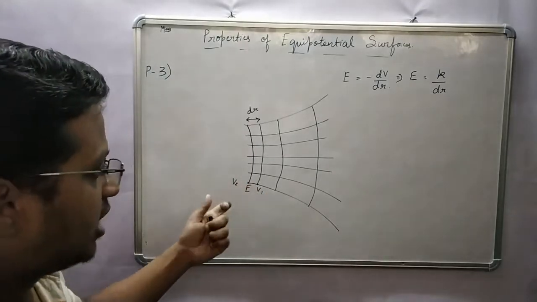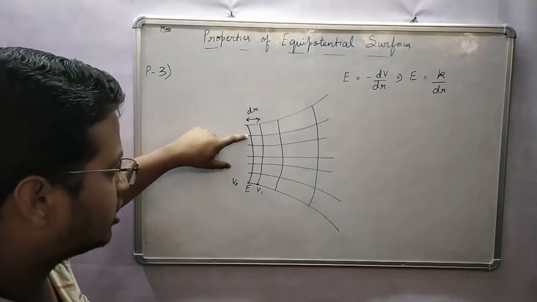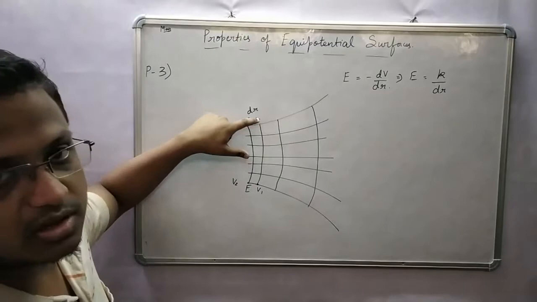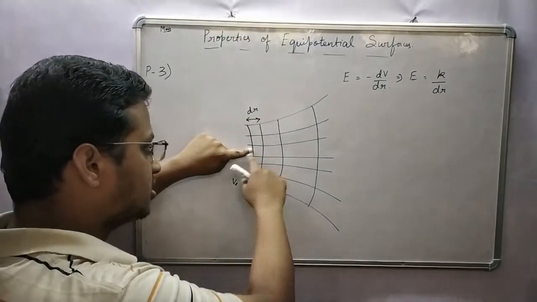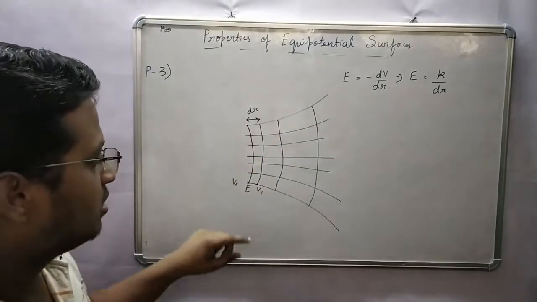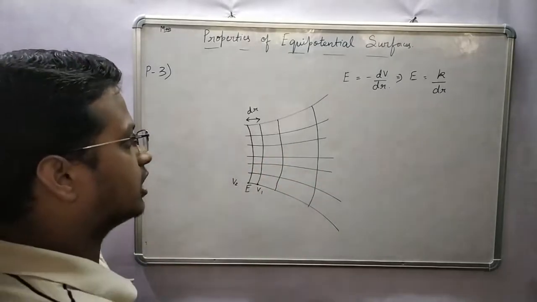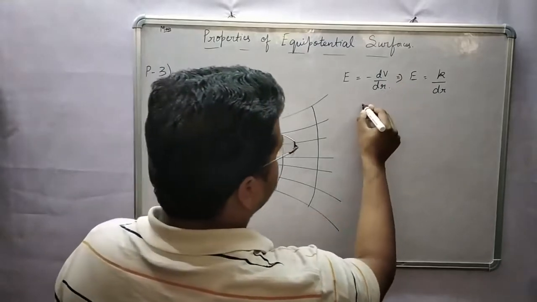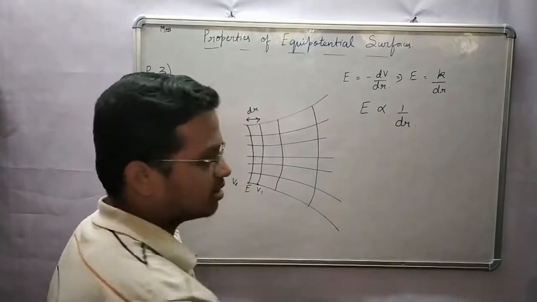dV is constant. Why is dV constant? Because potential is V2 in all the points of this surface and it is V1 in all the points of this surface. So if you choose one point from this surface and another point from this surface, then the difference will be V2 minus V1. Here also if you choose any two other points, the difference is still V2 minus V1. That's why dV is a constant. Now as you can see, electric field is inversely proportional to dr.